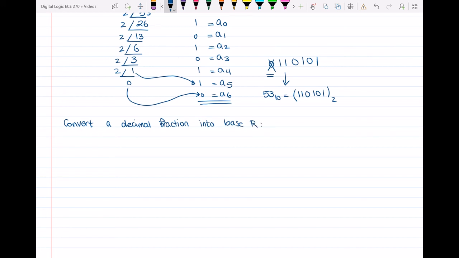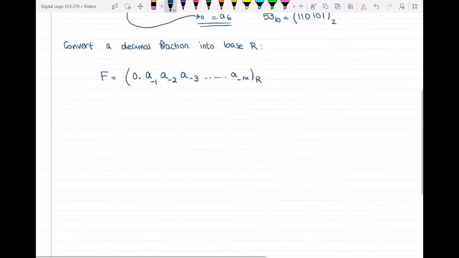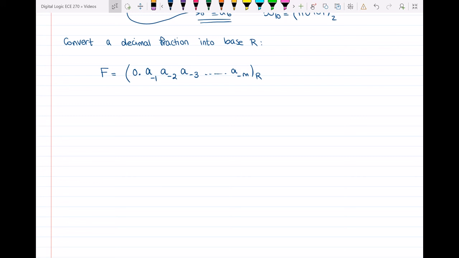So the fraction, let's say that we have some number f, which is a decimal fraction. So it is a minus 1, a minus 2, a minus 3, until a minus m, base r. Okay, so this time that we have the fraction, we have to go ahead and multiply the number that we have in decimal by that expected base R.